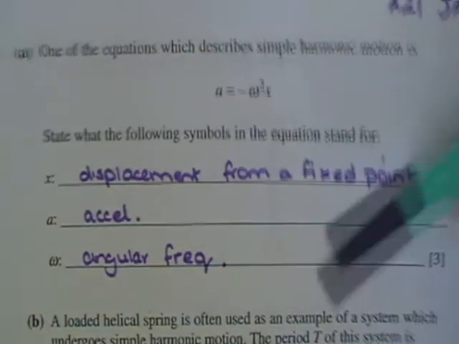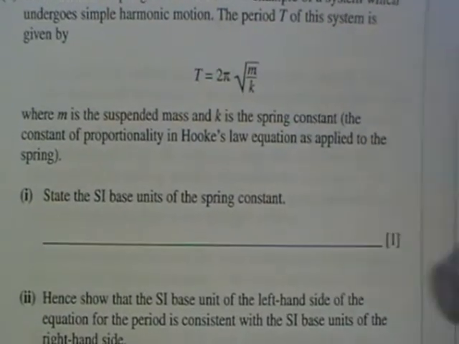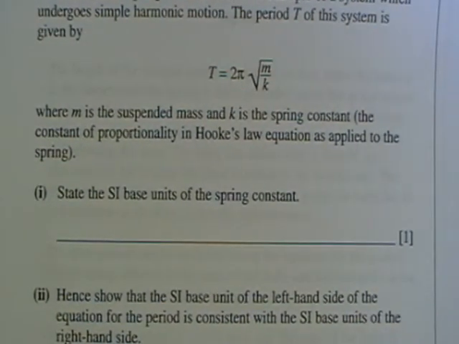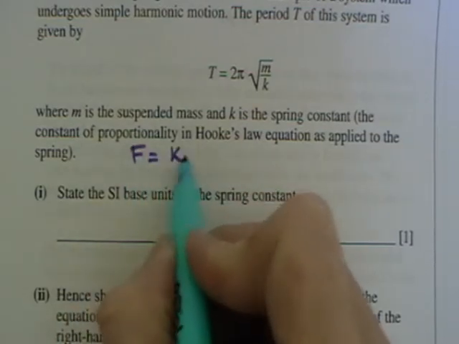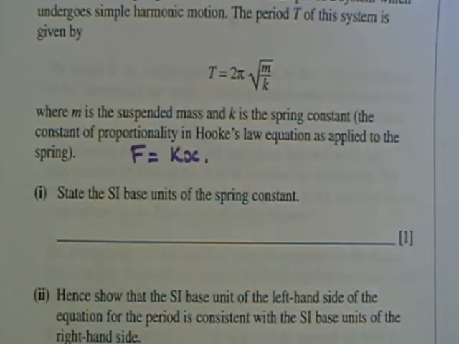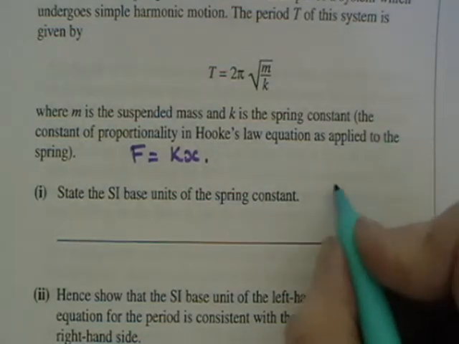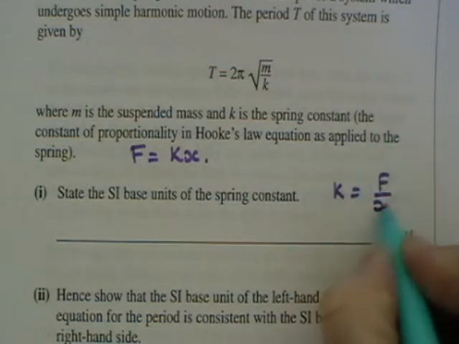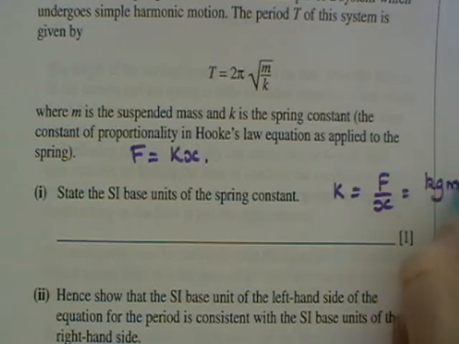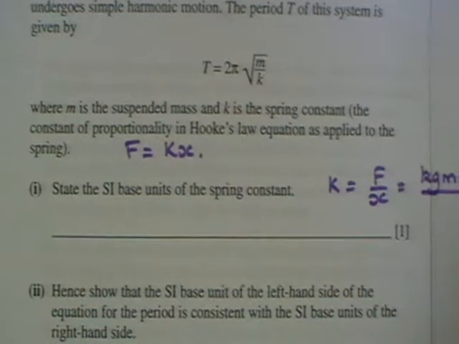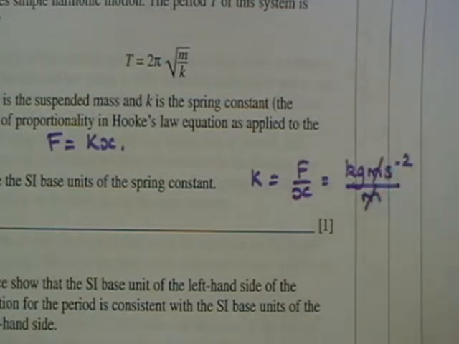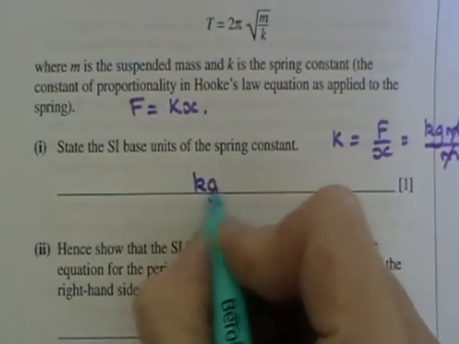A loaded helical spring is often used as an example of a system which undergoes simple harmonic motion. The time period T of this system is given by T = 2π√(m/k), where m is the suspended mass and k is the spring constant, the constant of proportionality in Hooke's law equation. So Hooke's law equation is F = kx. State the SI base units of the spring constant. So if we have k = F/x, F is kg m s^-2, and x is a distance measured in metres, and the m's cancel, and we get kg s^-2.